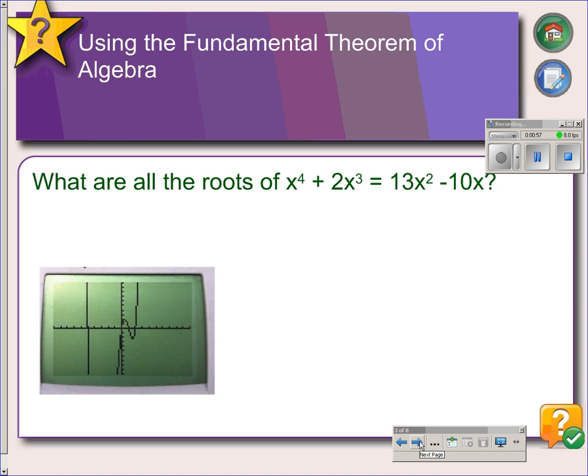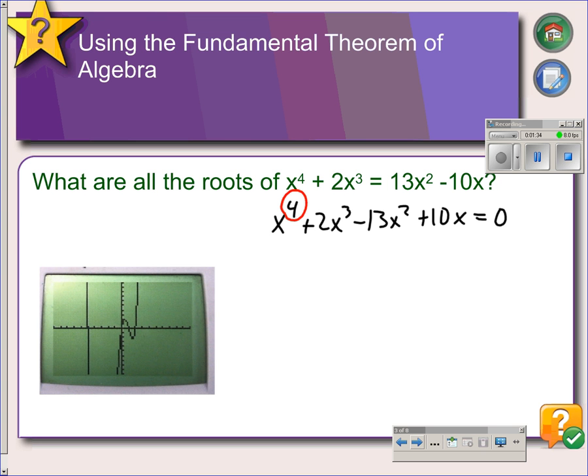So, for example, we have this polynomial. And the first thing we have to do, using the fundamental theorem of algebra, is make the polynomial equal 0. So we're going to subtract the 13x squared, and we'll add the 10x. So now our polynomial equals 0. Since this is a degree greater than 1, in fact it's a degree 4, there should be 4 solutions to this polynomial. So to find these 4 solutions, one thing we can do is graph.